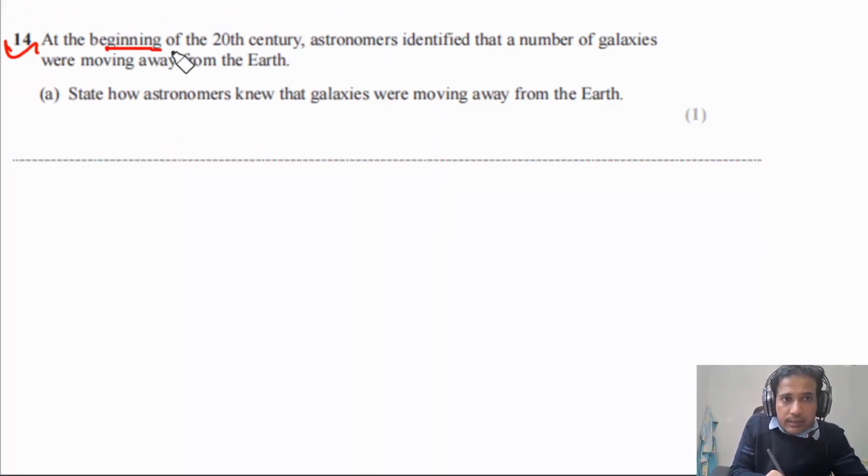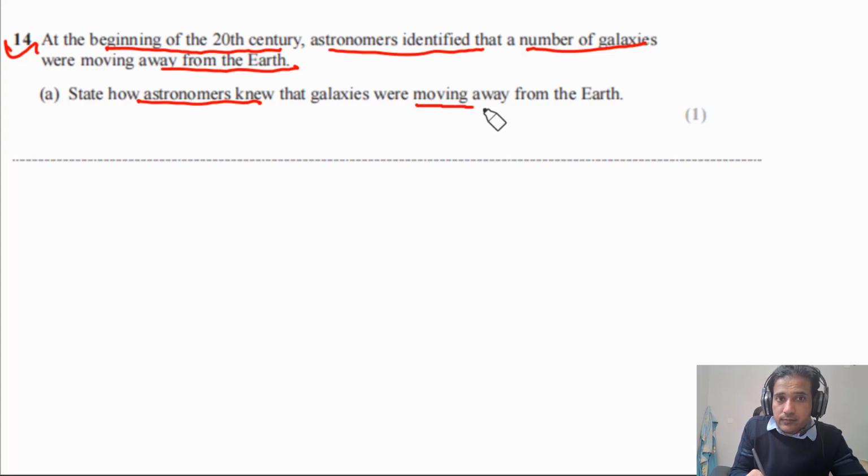Question 14 says, at the beginning of the 20th century, astronomers identified that a number of galaxies were moving away from the Earth. Part A: state how astronomers knew that galaxies were moving away from the Earth.